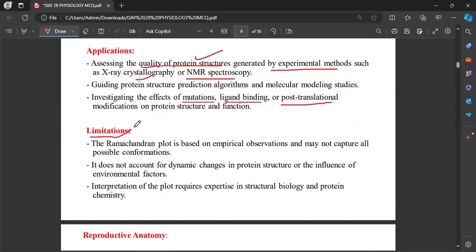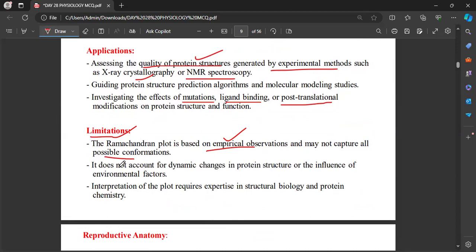Now, what are all the limitations? Limitations mean what are all the disadvantages? Which are all the things which cannot be done under this Ramachandran plot? This is based on empirical observations. It does not capture all the possible conformations, which means what? It is just practical observations. It is just experimental observations. It is not practically in use.